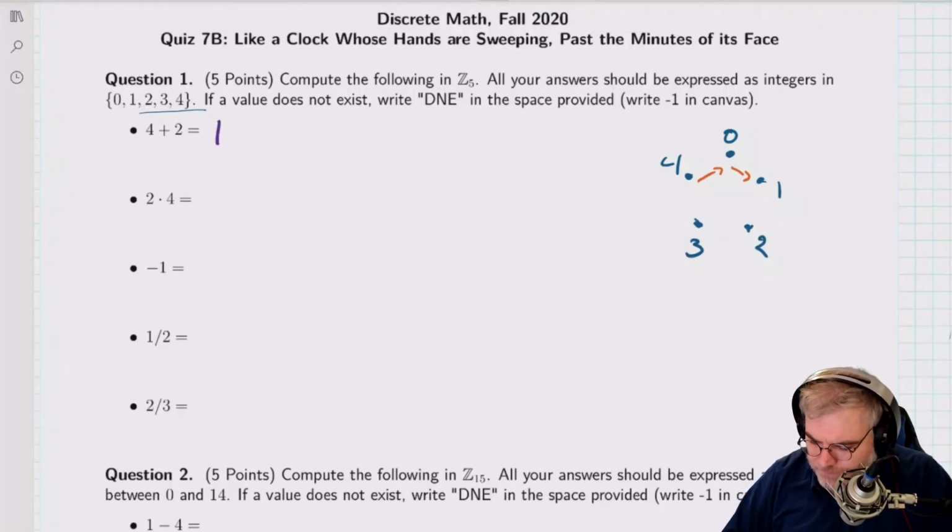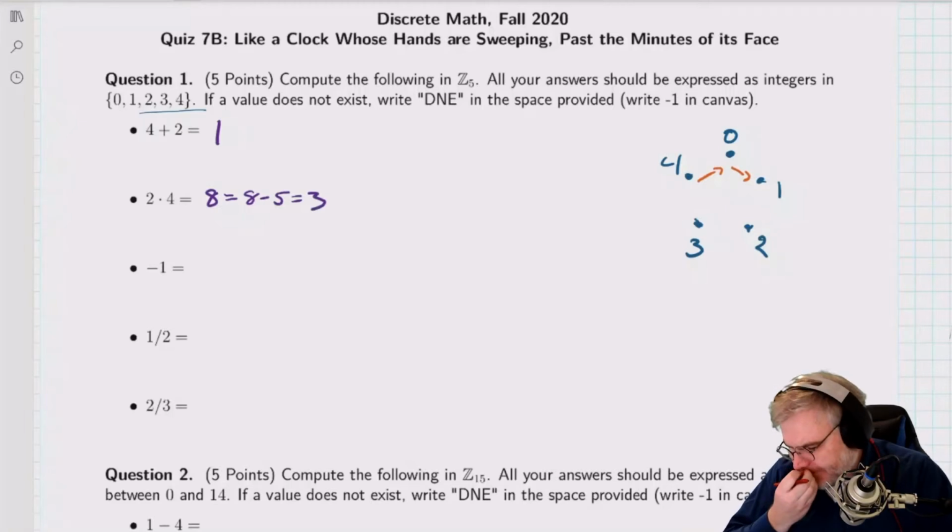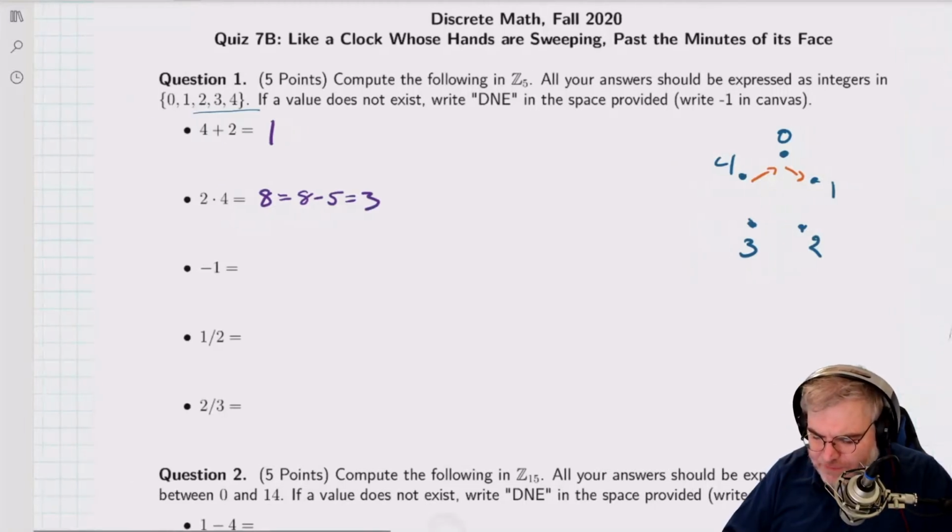Right? Well, 2 times 4. So if I start at 0 and I go 4 twice, 1, 2, 3, 4, 1, 2, 3, 4, I wind up at 3. Or I could think of 8, which equals 8 minus 5, which equals 3. You can do either one, because I'd get the exact same remainder.